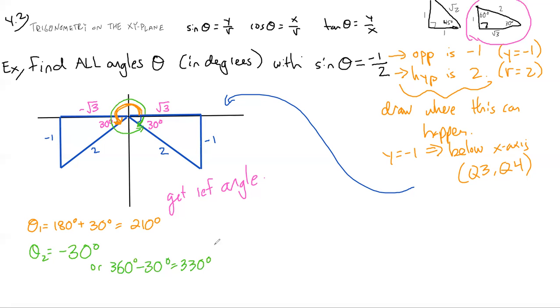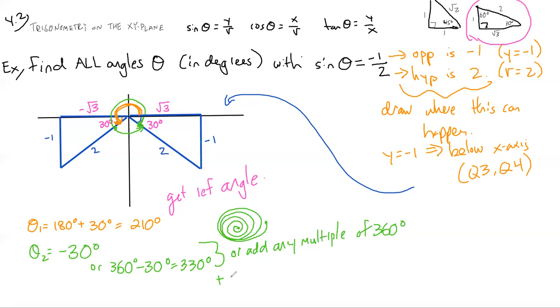I could have also done completely arbitrary loops. I could do as many circles around as I want. The reality is I can add as many full complete circles as I want, and I end up at the exact same terminal sides, and all the ratios are based off the terminal sides. So what we could also do is add any multiple of 360 degrees. You could express that by writing k times 360 degrees, and we could also do that for the other solution here.